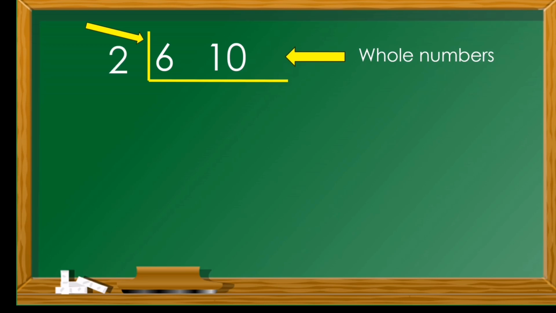Yes, we can use 2. So, 6 divided by 2 equals 3. Then 10 divided by 2 equals 5. So our quotient is 3 and 5. So we cannot divide this by any number except 1. So these are our final quotient.